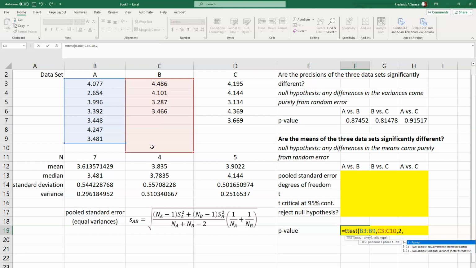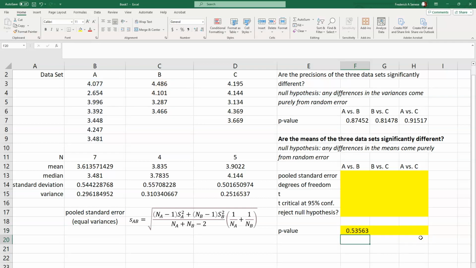And then it wants to know what kind of t-test I want to do. I do not want to do a paired t-test. I want to do a 2-sample t-test with equal variances. That's option 2. So I'll put a 2 there for that. Now, if the variances were unequal, that is, if I found up here that any of these variances were significantly different, I would choose 3 there instead of 2. All right. Then I close it off. Now, it gives me this number, 0.53563.